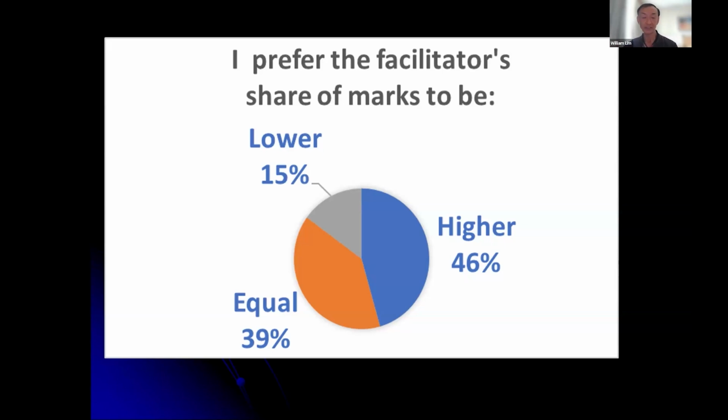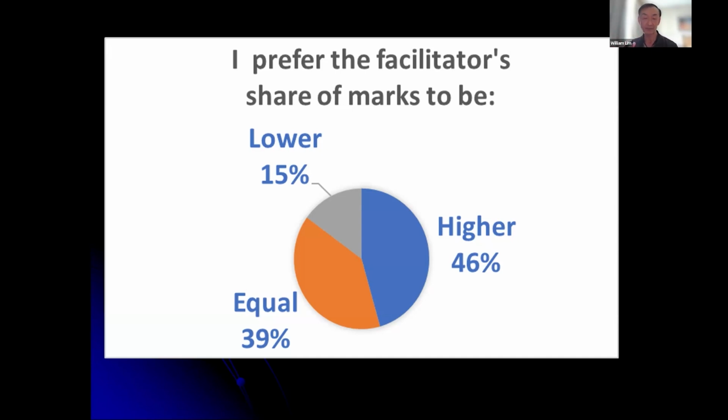So if you look at the orange plus blue, that means the vast majority either want equal or more marks for the FACI. Only slightly more than half say they want equal or less mark for the FACI. So overall, the students are more favorable to let the FACI have a greater share, not half-half, a greater share. So I think we take that into account.